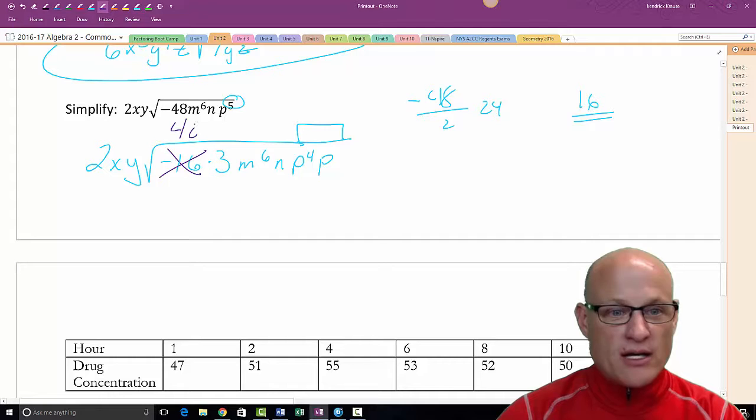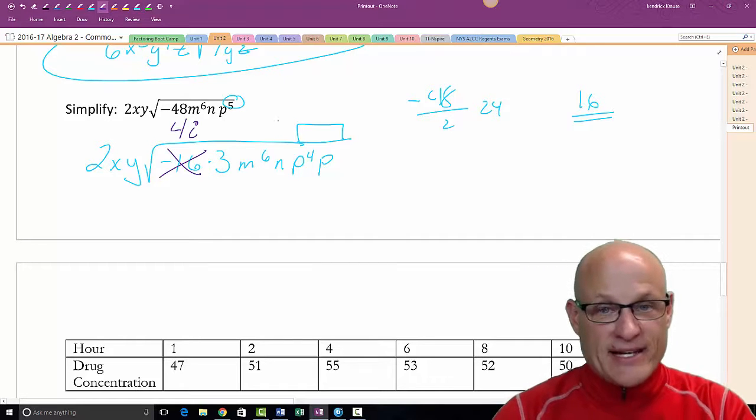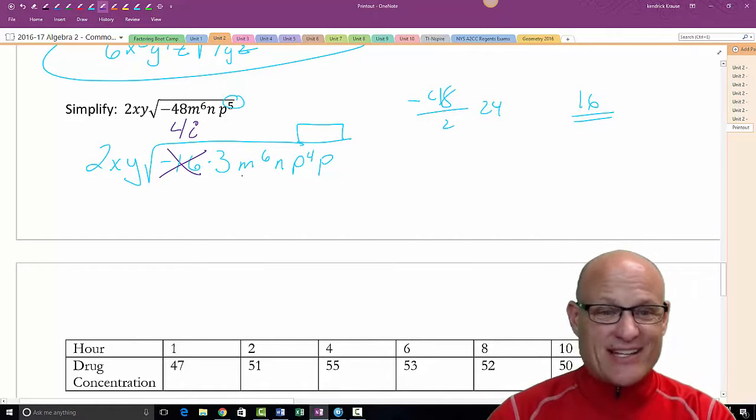It is 4i. Be careful. Anytime you're dealing with square roots and negatives, it's i. Square root of m to the 6th is m cubed. P squared. All right. So what do I got here? I got 8i.